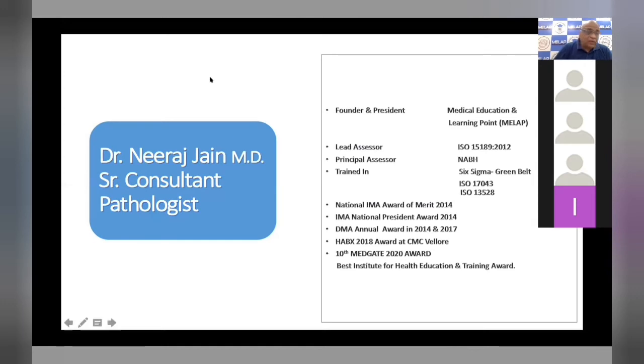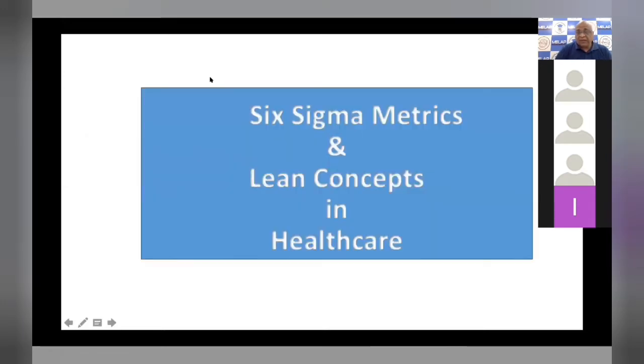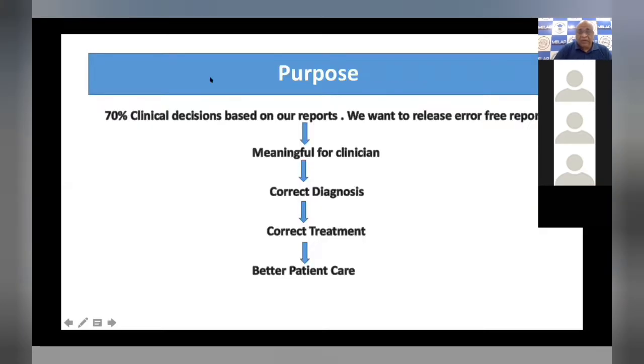So now, how can we quantify this? This we will discuss. And why is it important? Because 70% of clinical decisions are based on our reports. And what is our intention? We want to release error-free reports, which are meaningful for the clinician so that they can make a correct diagnosis and provide correct treatment to the patient. And ultimately, as laboratory persons, we are contributing to better patient care.